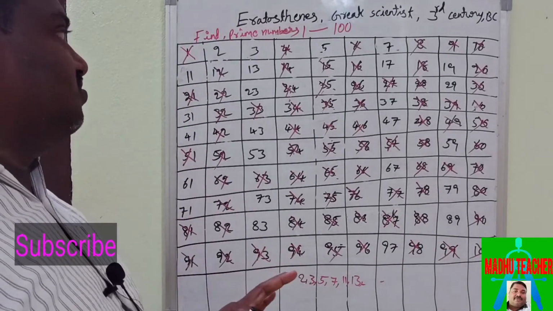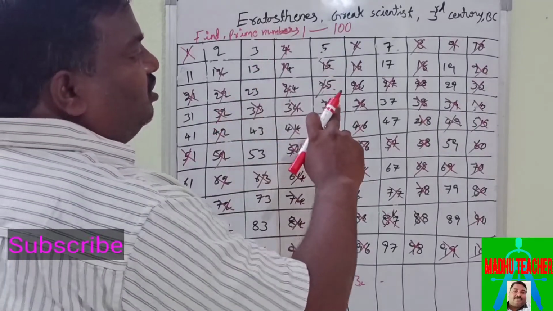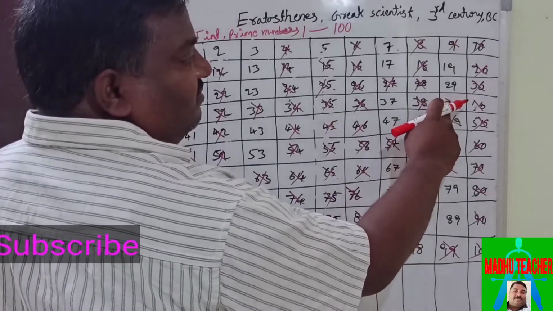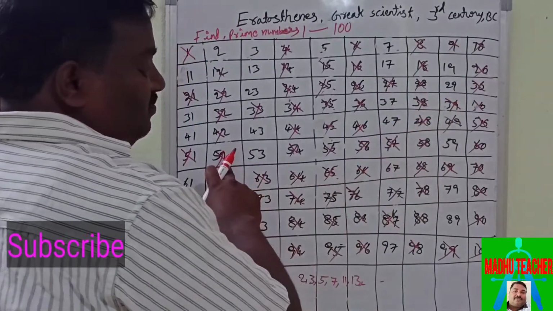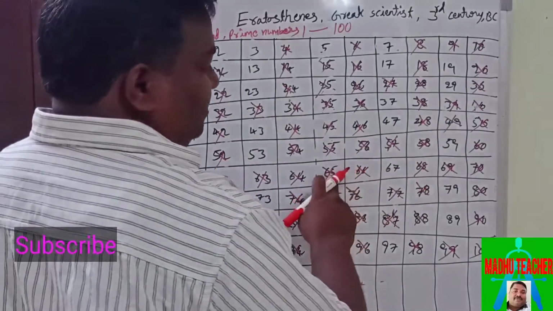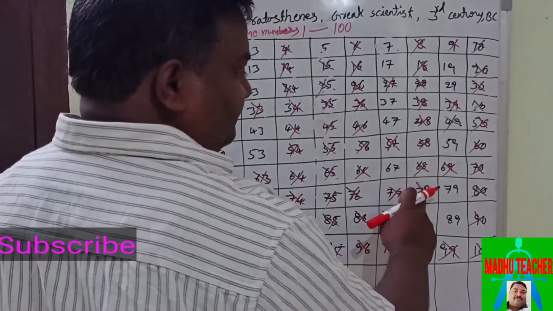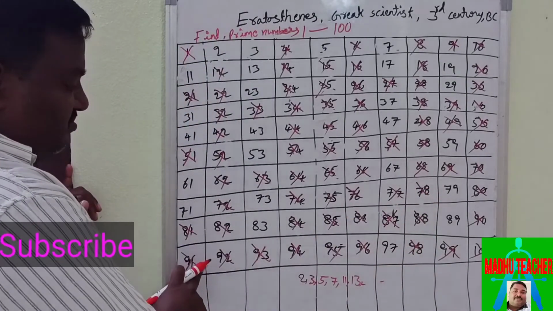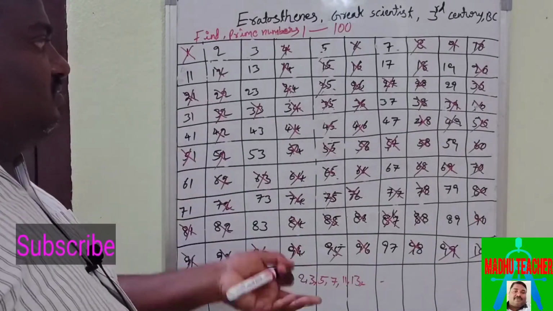So already crossed out. Next 13. 13 ones are 13, 13 twos are 26, 13 threes are 39, 13 fours are 52, 13 fives are 65, 13 sixes are 78, 13 sevens are 91, 13 eights are more than 100, like this.